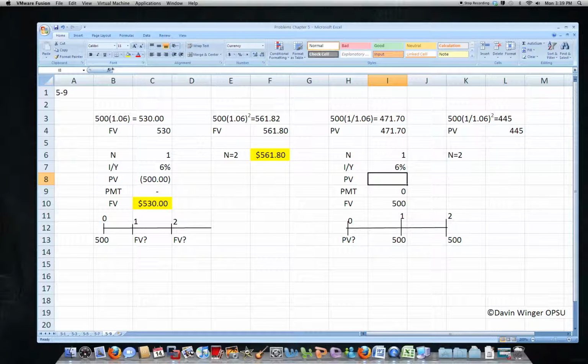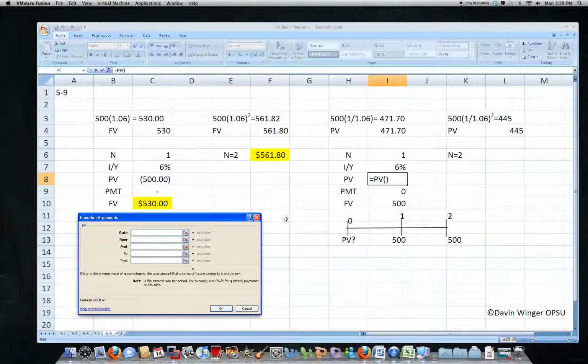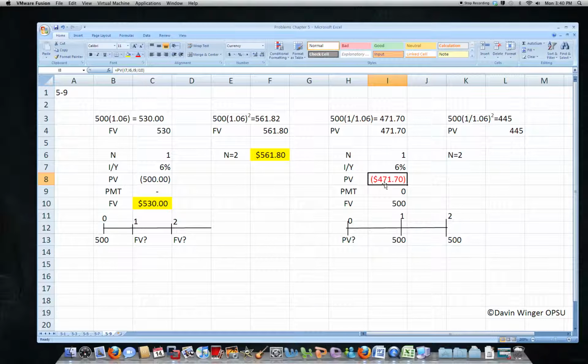So to solve for present value, we just use our present value formula, PV, and our rate, 6%, periods per year, 1, payment, 0, future value is 500. Okay, that gives us a negative. We'll just drop the negative sign when we put it in our answer. Now we can find it for 2 years: just change our N to 2, and you'll see 445.